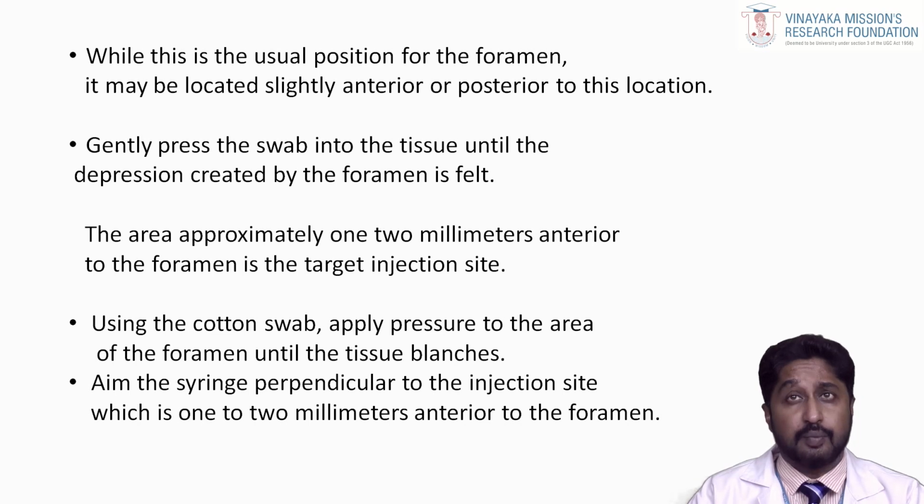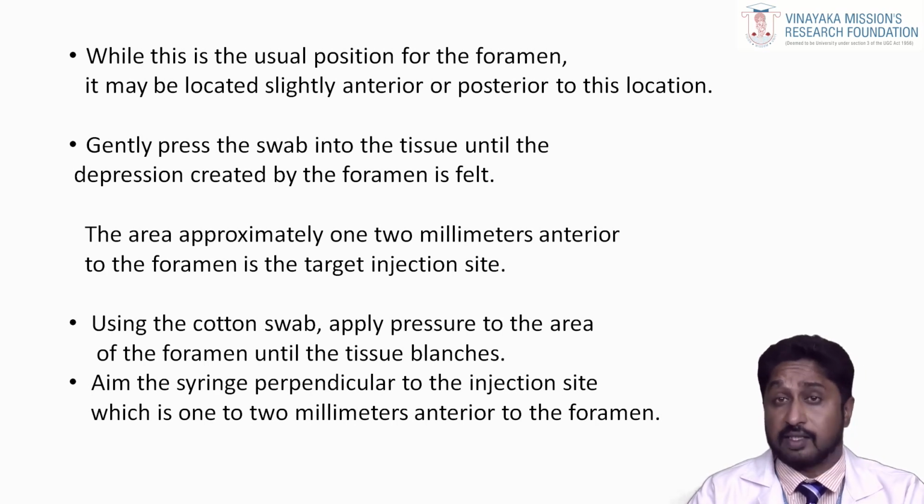You will find a slight depression on that particular area. When you blanch, you have a slight depression. So using a cotton swab, you apply pressure on that foramen area until the tissue blanches. So you know what this tissue blanching is. When you have your finger over that and try to press over it, you find some whitish area coming out in your finger.